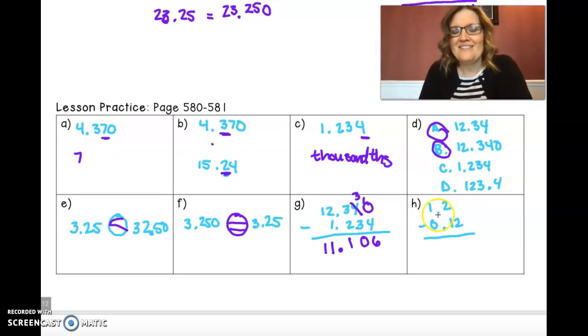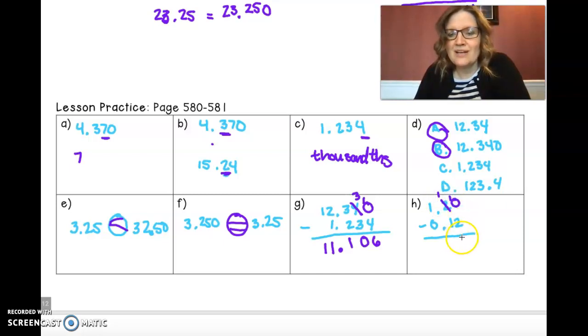Yay! Finally, we're wrapping up. We've got a similar scenario where we have this blank. So I'm going to put a 0 there to help me. I change this to 1. I regroup. 10 minus 2 is 8. 1 minus 1 is 0. Put my decimal. 1 minus 0 is 1. And we're done.